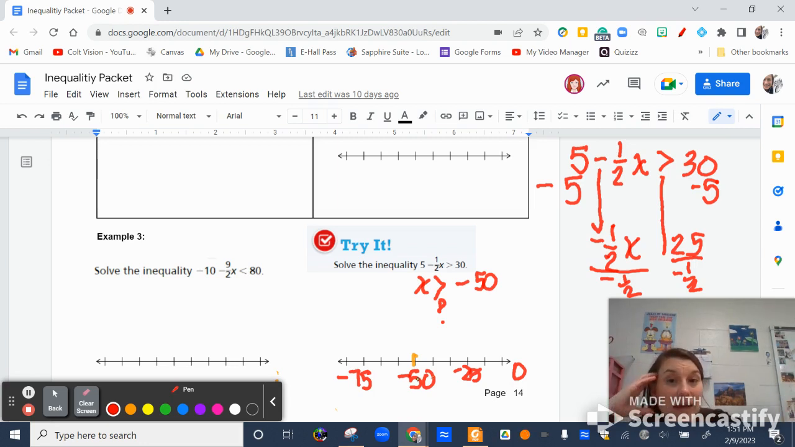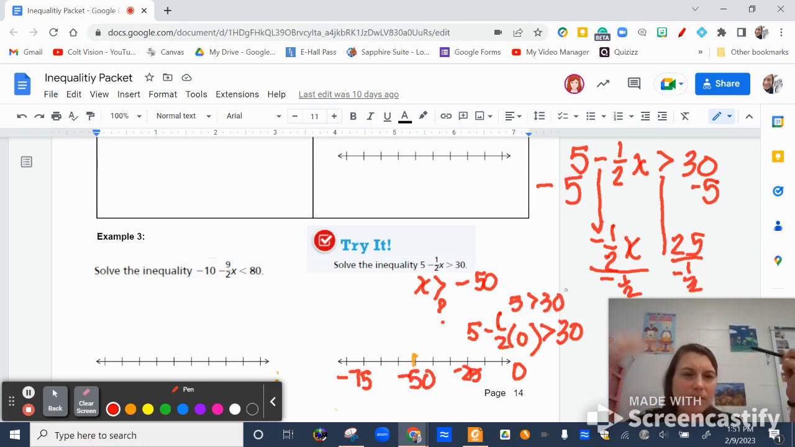So I'm going to check to see if maybe x is greater than negative 50. I'm going to pick a number greater than negative 50, like 0. If I do 5 minus 1/2 times 0, do I get a number that's greater than 30? Well, 1/2 times 0 is 0, so 5 minus 0 is 5. The only reason why I'm writing above this is because I ran out of room below it. So is 5 greater than 30?